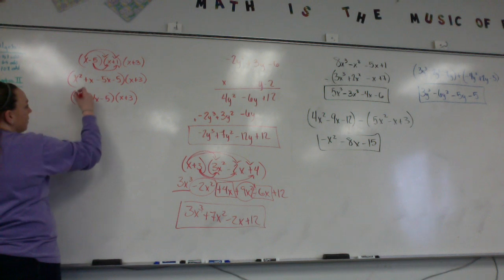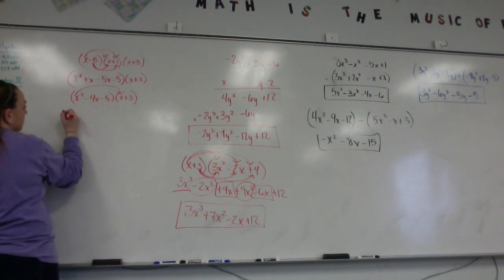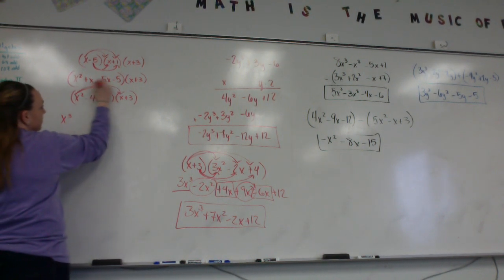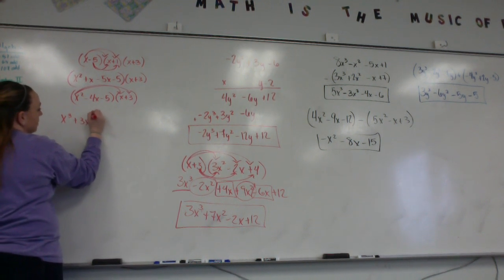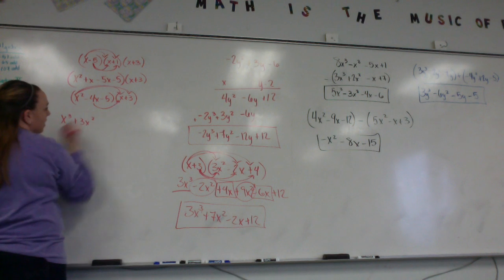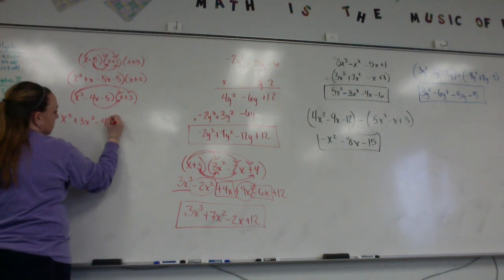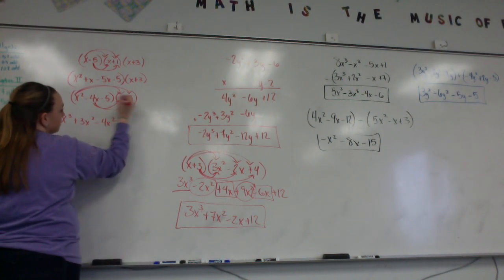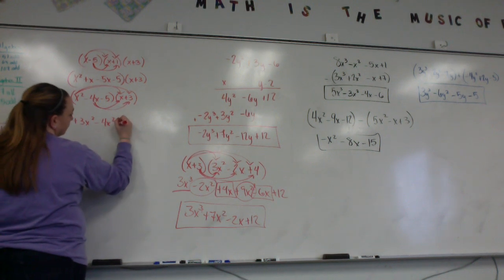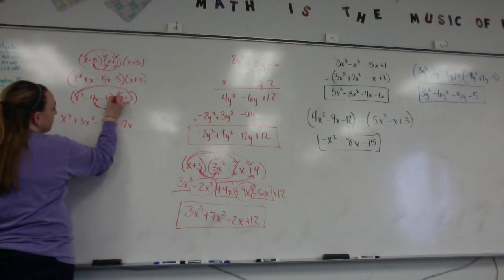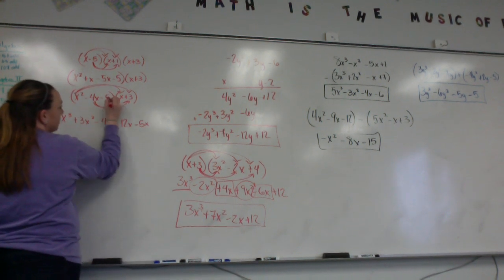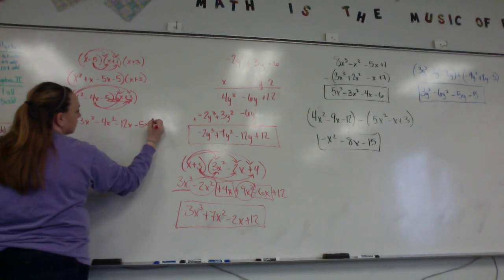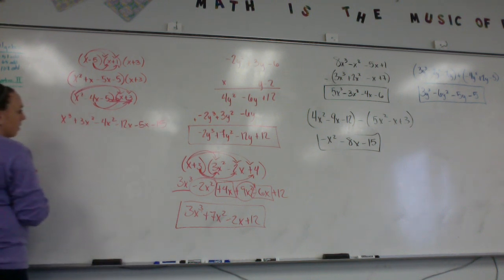Now this looks just like the one down here. So now what's x squared times x? x cubed. What's x squared times 3? 3x squared. What is negative 4x times x? Negative 4x squared. What is negative 4x times 3? Negative 12x. What is negative 5 times x? Negative 5x. And what is negative 5 times 3? Negative 15. And now from there, combine like terms.